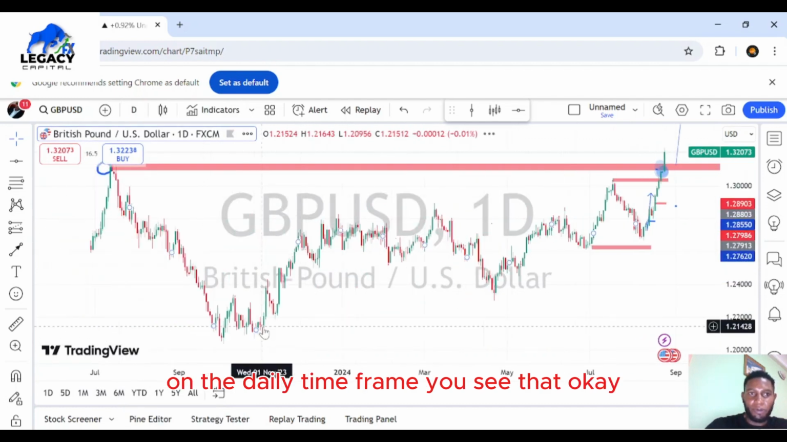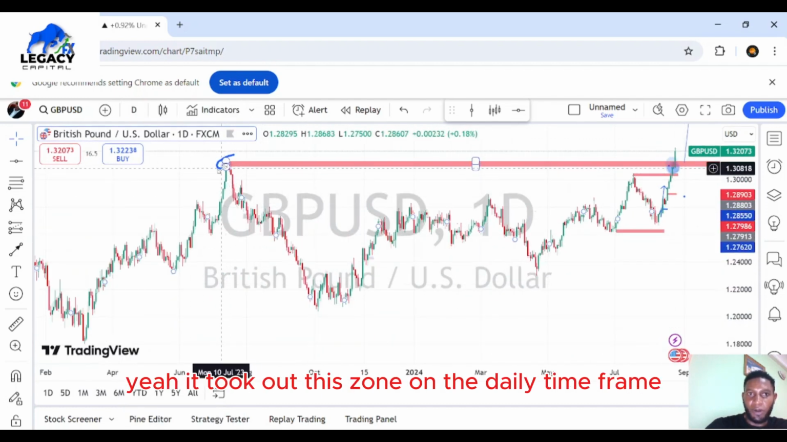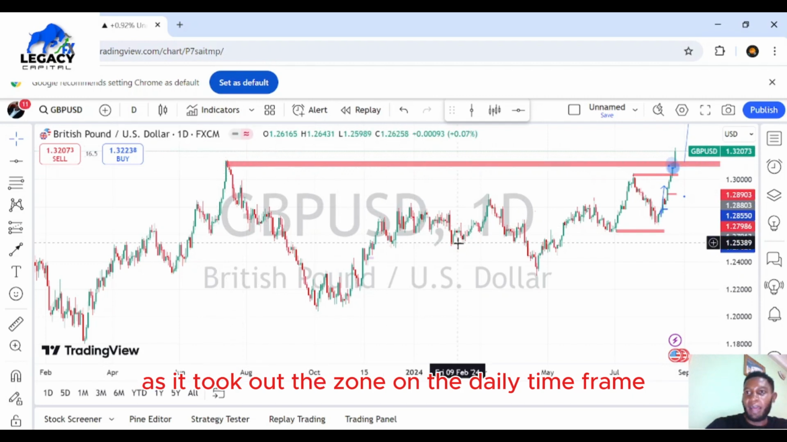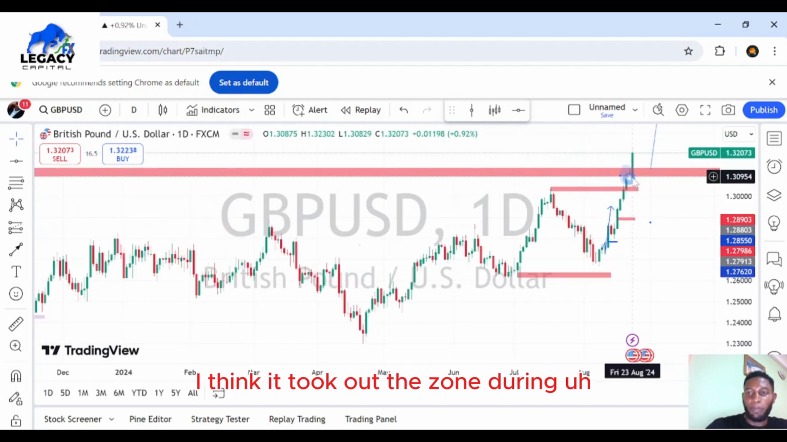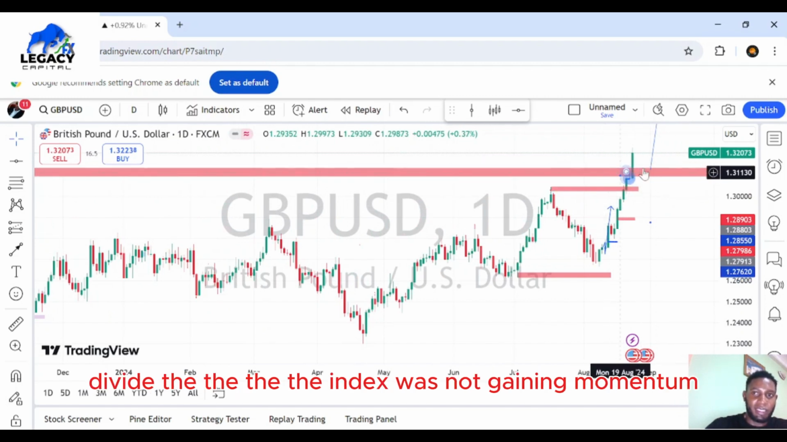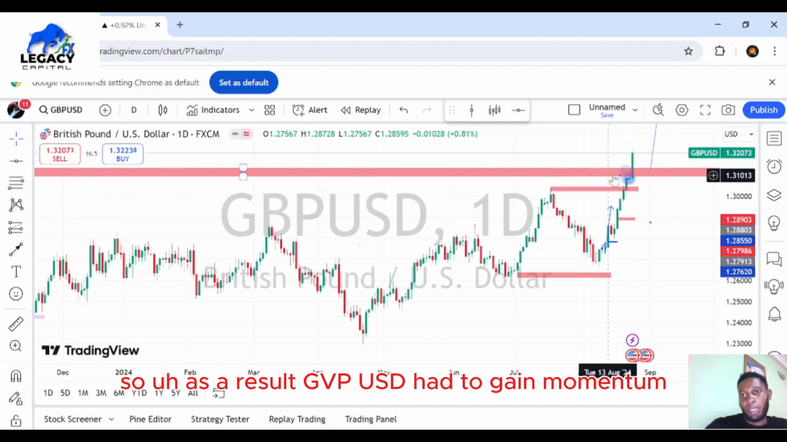On the daily time frame, you'll see that it took out this zone. As it took out the zone on the daily time frame, I think it took out the zone during Powell's speech last week, which shows that the dollar index was not gaining momentum. So as a result, GBP/USD had to gain momentum.